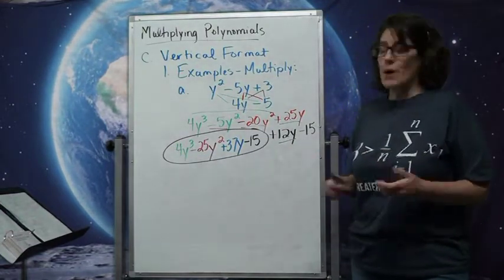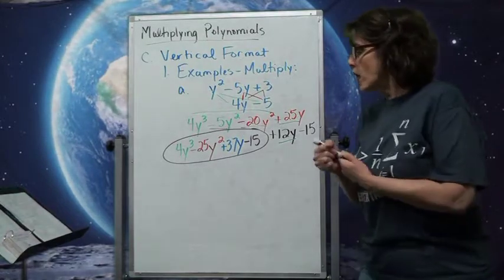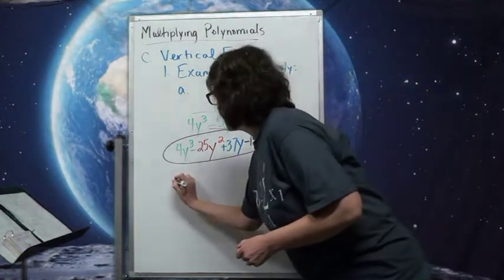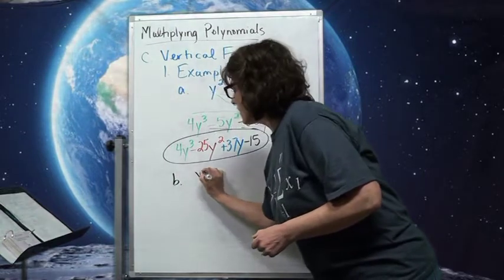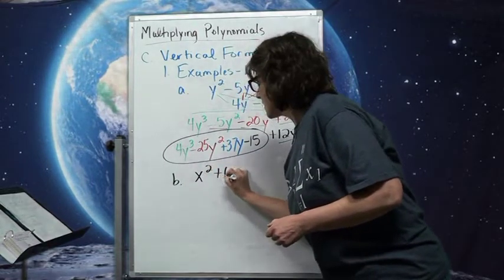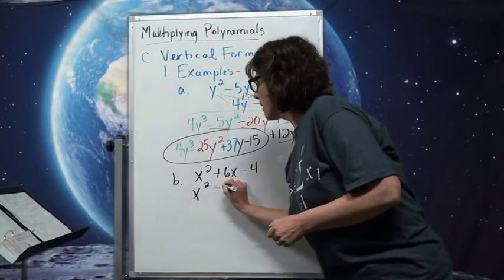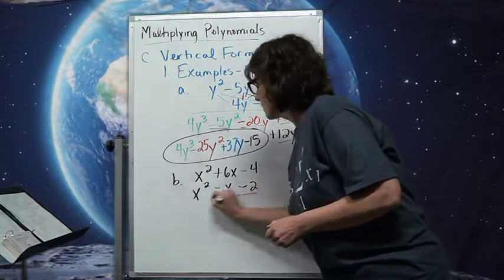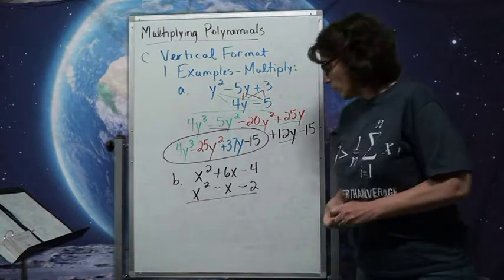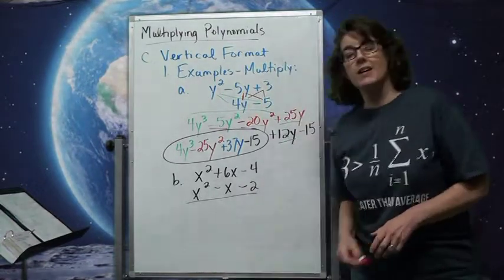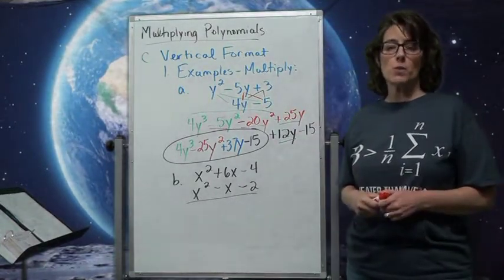And that's as good as that one gets. So let's try one more in this vertical format. I've got x squared plus 6x minus 4 multiplied by x squared minus x minus 2. Whole lot more going on there, and hopefully you can see why I don't like to think of it as FOIL. To me, it's the extended distributive property.